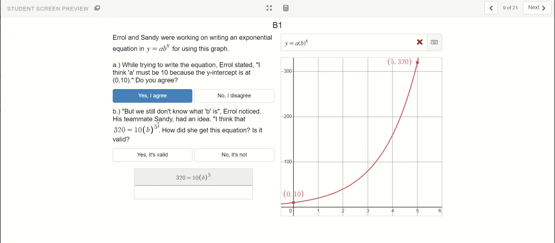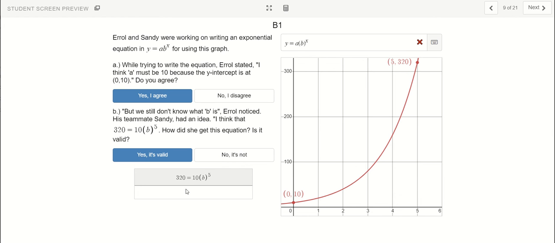320 equals 10 times b to the 5th power. This matches because here's our A, right? We said that A is 10. At the 5th jump, so at the 5th spot, we're at a height of 320. So here we're at 320. This equation has all the information that we need. So is this equation valid? Yes, it's valid. So let's solve this equation. How do I solve for b?